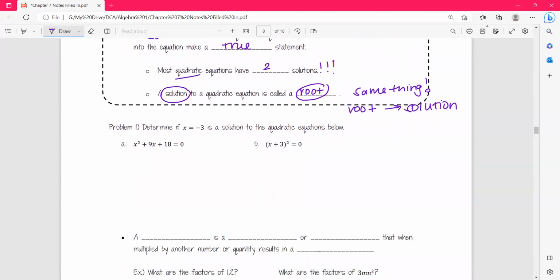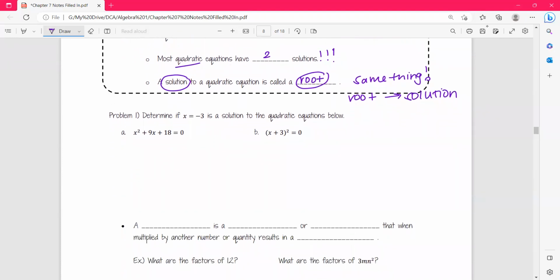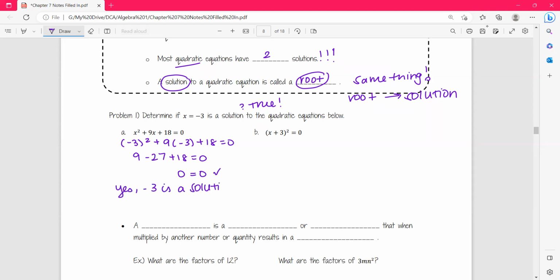Okay, so first problem here is determine if x equals -3 is a solution to the quadratic equations below. So is it a solution? I need to make sure it is true when I plug it back in. So I'm going to go -3 squared plus 9 times -3 plus 18 equals 0. -3 squared is a positive 9. 9 times -3 is -27, plus 18 equals 0. 9 minus 27 plus 18 is 0, so 0 equals 0. So I know, yes, -3 is a solution because 0 does equal 0.